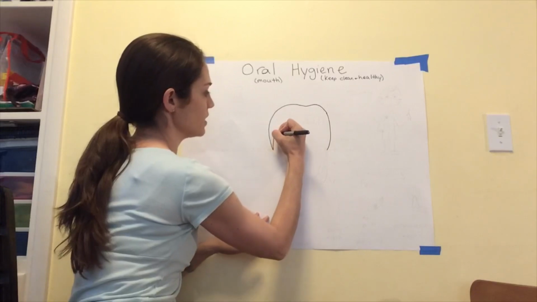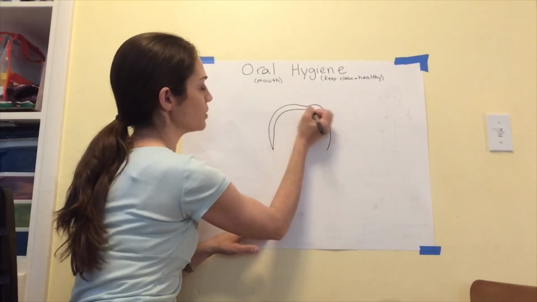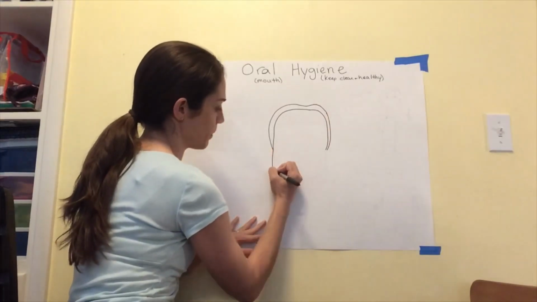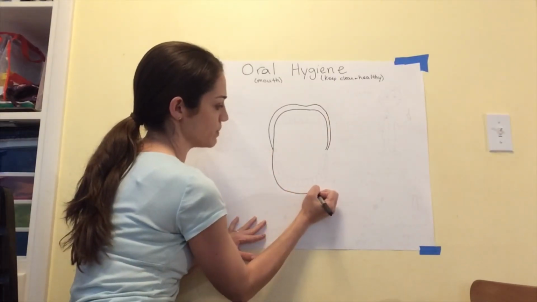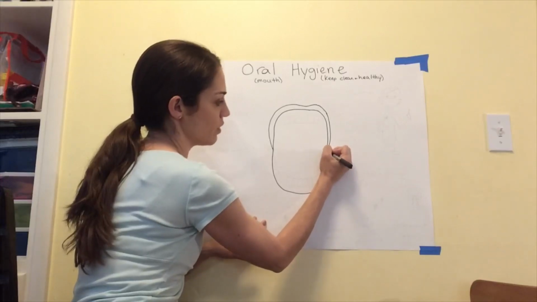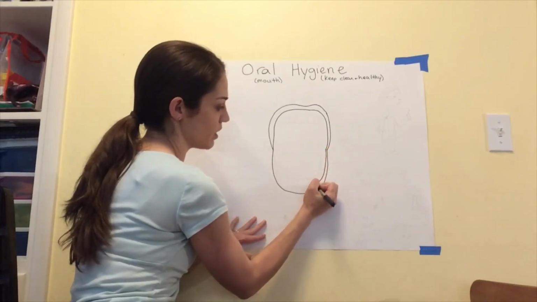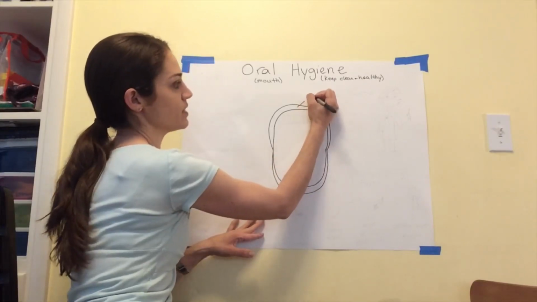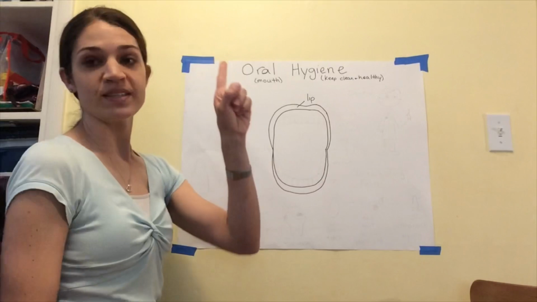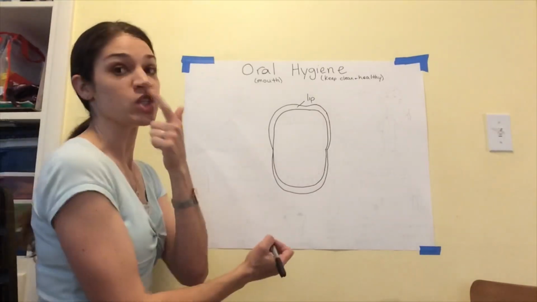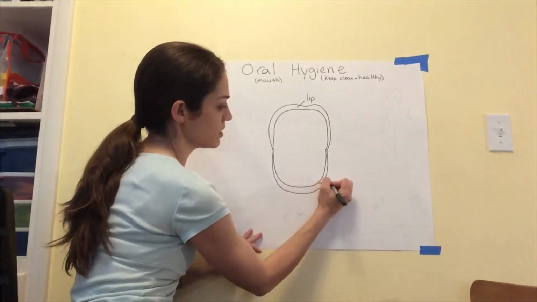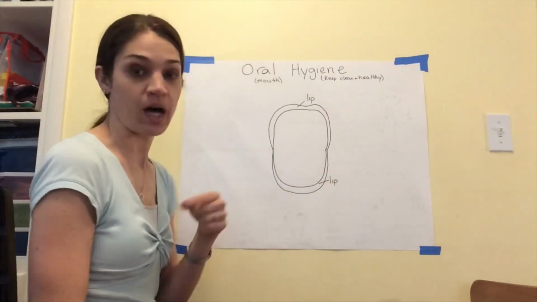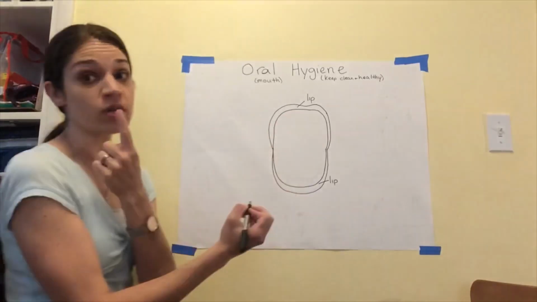Our mouth has lots of different parts, and you know most of these parts, but some of them might be new, or you might not know the names of them. So right now, around the outside of our mouth here, I am drawing the lips. This is your upper lip. Say that with me. Upper lip, or your top lip. And this is your bottom lip. Right here, your bottom lip. Say that with me. Bottom lip. And those are on the outside of our mouth.